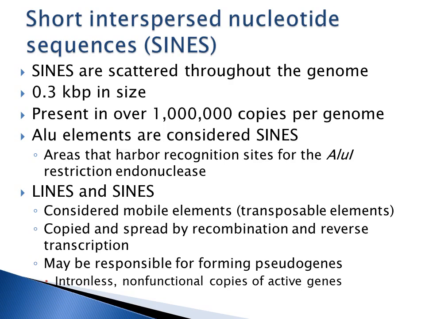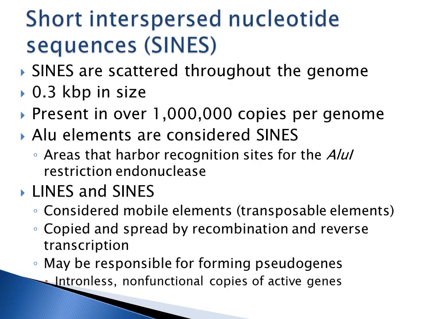There are also areas in the genome called SINEs, or short interspersed nucleotide sequences, and these are scattered throughout the genome. They are about 0.3 kilobase pairs in size. They're present in over 1 million copies per genome. So an example of a SINE is an Alu element, and these are areas of the genome that have the AluI restriction site. So this is the recognition sequence for the AluI restriction enzyme, or restriction endonuclease.